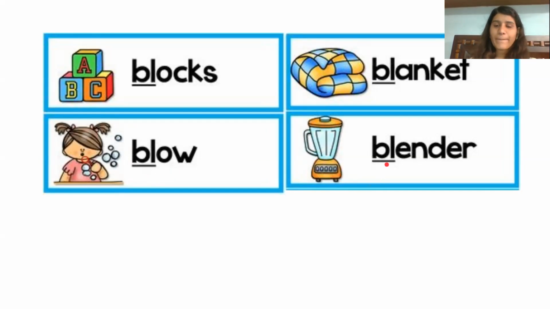This is BL is bl, ender, blender. Bl, ender, blender. Now repeat. Now we will say it together. Blocks, blanket, blow, blender. Faster. Blocks, blanket, blow, blender. Great job.